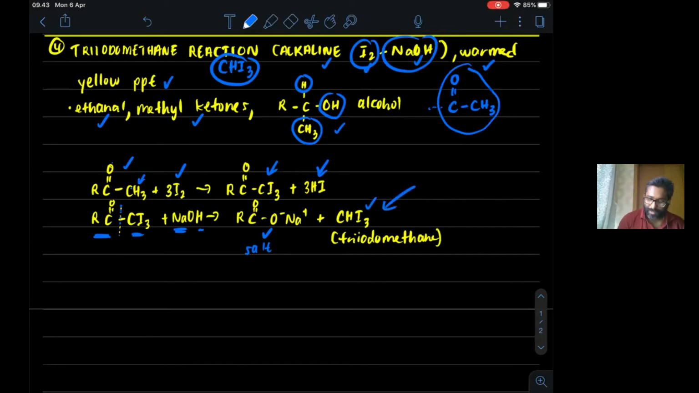And in this reaction, if it is warmed, it's going to give you a yellow precipitate, a yellow crystal-like structure. Is that clear, everyone? These are the things that we have learned until now. Is that okay, guys? Yes.